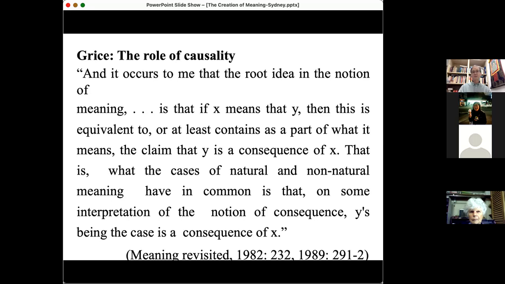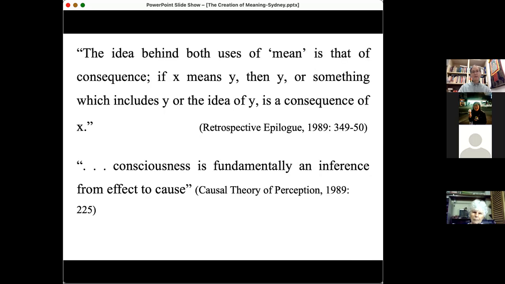But he says, it occurs to me that the root idea in the notion of meaning is that if X means that Y, then this is equivalent to, or at least contains as part of what it means, the claim that Y is a consequence of X. That is, what the cases of natural and non-natural meaning have in common is that on some interpretation of the notion of consequence, Y as being the case is a consequence of X. So his basic understanding here is that meaning is fundamentally an inference from effect to cause.